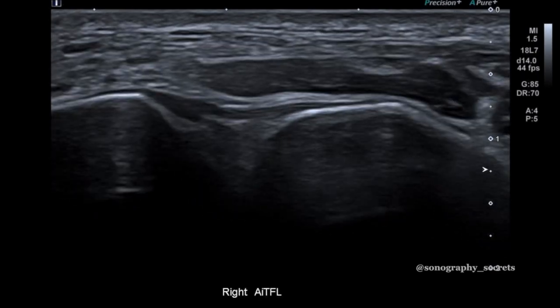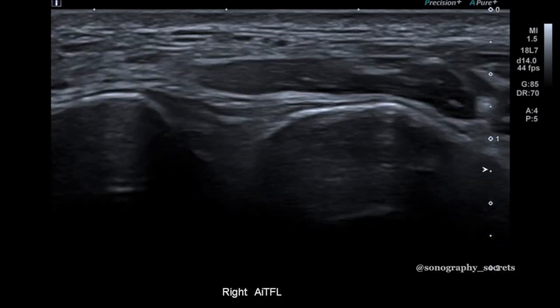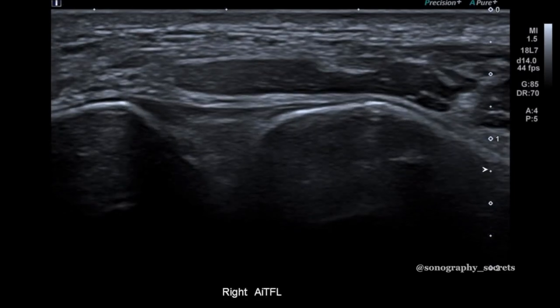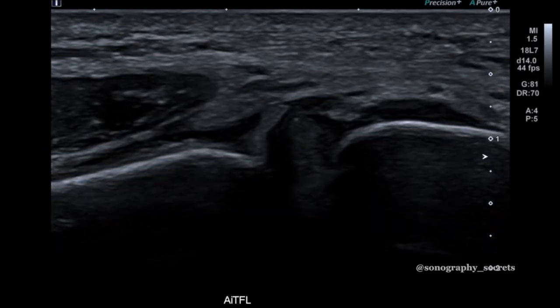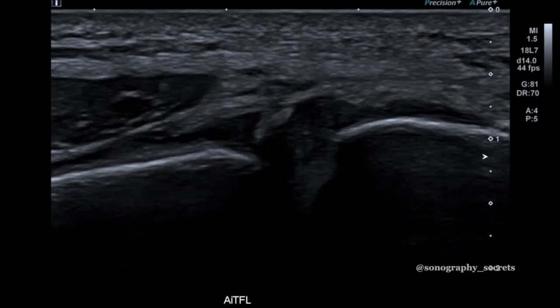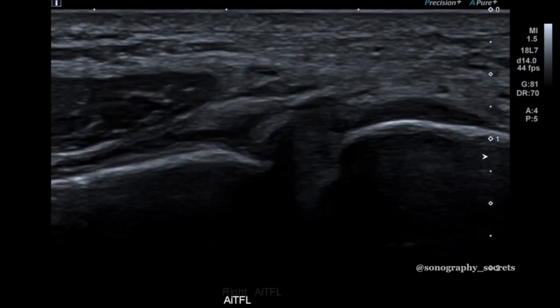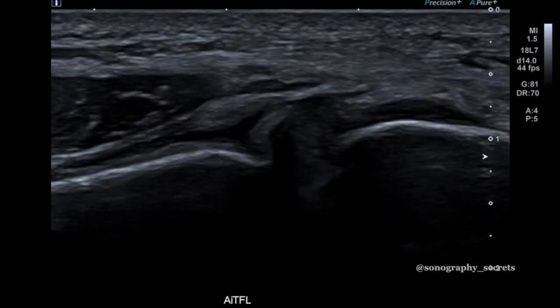We can assess this dynamically as well. So literally I will grab the patient's calcaneus and twist the calcaneus, and this can show whether that AITFL is intact or whether it is disrupted, such as this case here, and patients will tolerate this maneuver perfectly well.